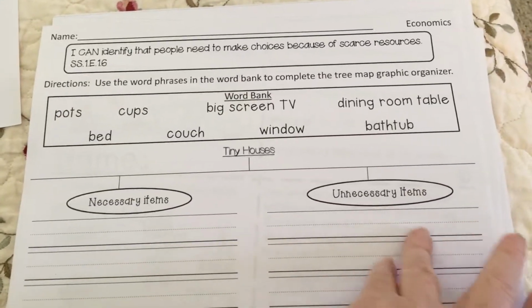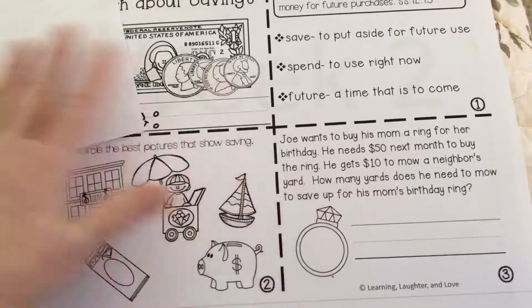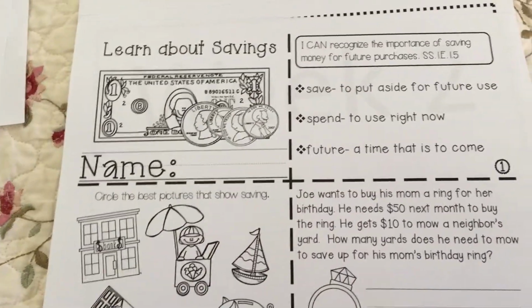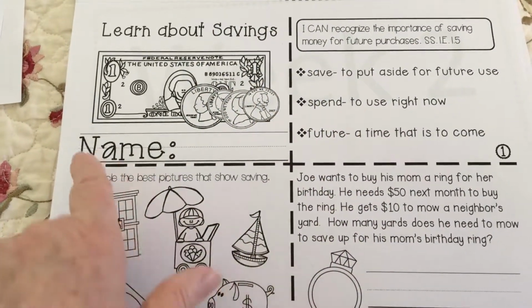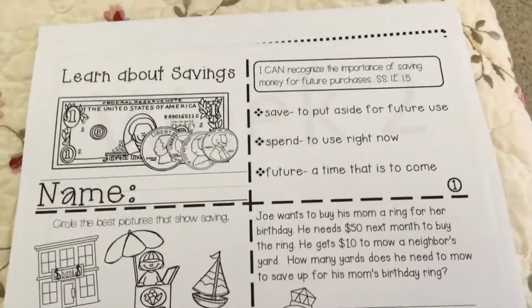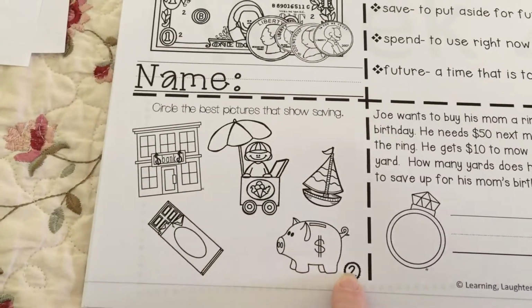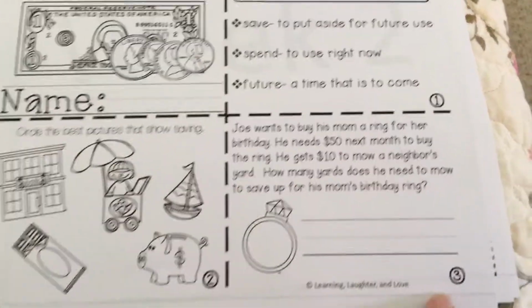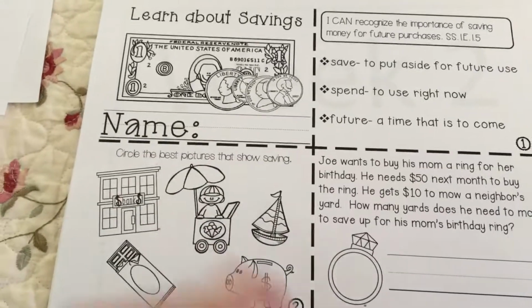And then for social studies, this is also social studies, I'm sorry. You're going to learn about savings. And this is a little book that you can make. You're going to write your name, cut them apart on the dotted lines, and you can put them together. You say this is page 1, page 2, and page 3. This is your cover. Okay?